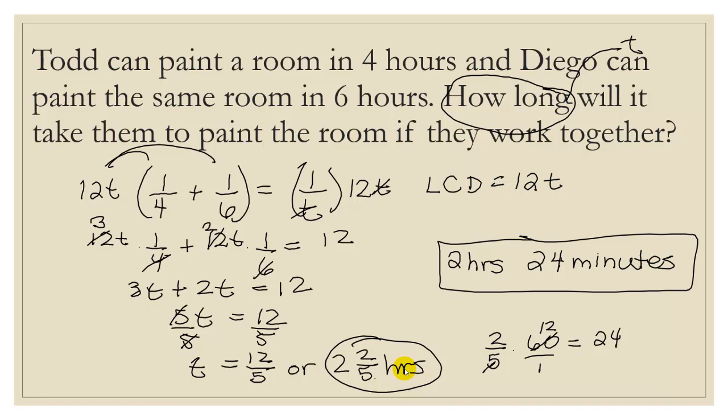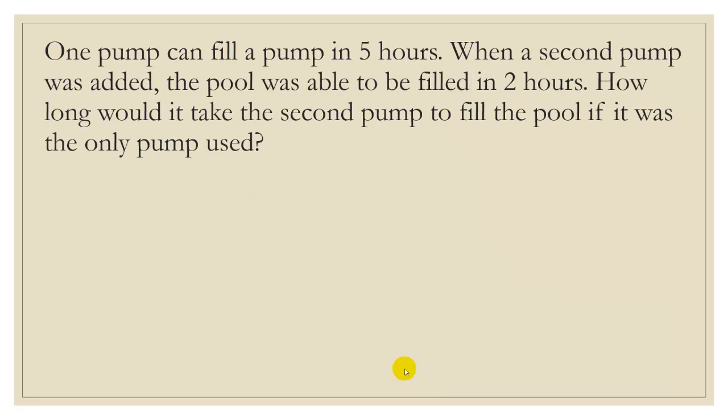Okay, let's move on to the next problem. It's really the same kind of problem, but a different piece of information is missing. It says here that one pump can fill, it's supposed to be fill a pool, not fill a pump, in 5 hours. Well, when the second pump was added, the pool was able to be filled in 2 hours. Let me fix that one word. So it's not supposed to say pump here, it's supposed to say pool. All right. How long would it take the second pump to fill the pool if it was the only pump used?